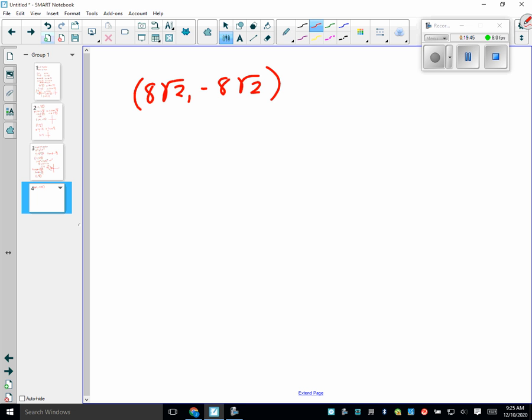What'd you get for R? Do we have it? Nobody wants to say it? 16. How did we find that? 8 radical 2 squared plus 8 radical 2 squared. You can even type that in your calculator as long as you put 8 radical 2 in parentheses.